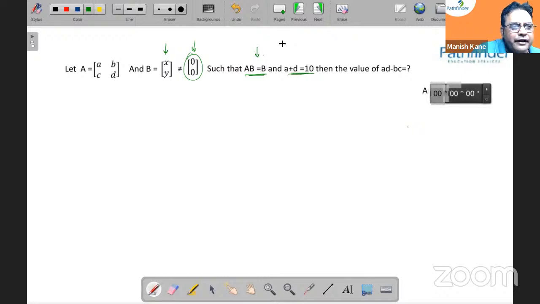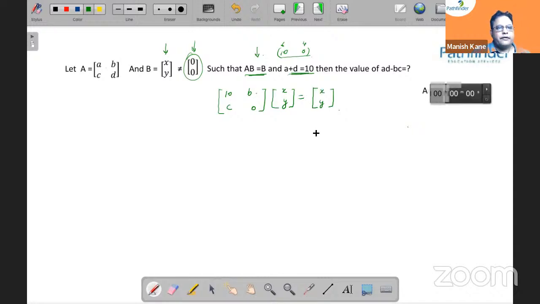So you can take any random values of A and D. You can take 6 and 4. I prefer to take A and D as 10, 0, right? Because A plus D is 10. So I can take any random values of A and D such that A plus D becomes 10. So instead of ABCD now, A can be replaced by 10, B, C, and D is replaced by 0. You multiply this with the matrix XY, and you will get the same matrix XY, right? And you're required to find the value of AD minus BC.